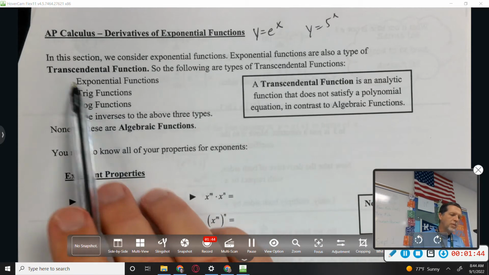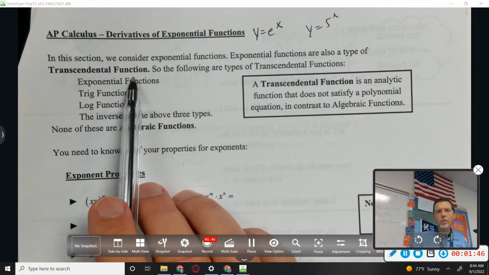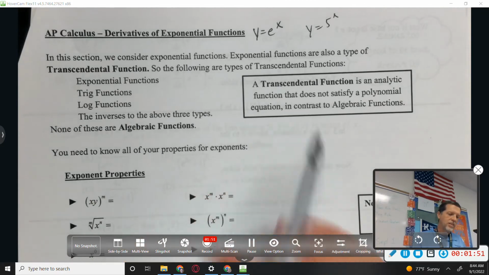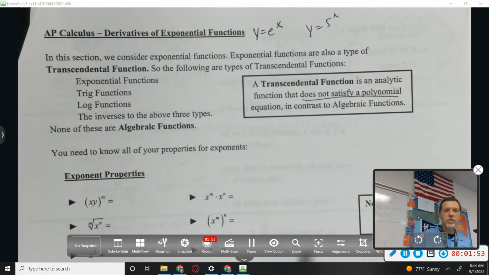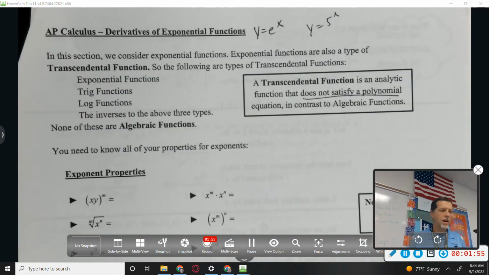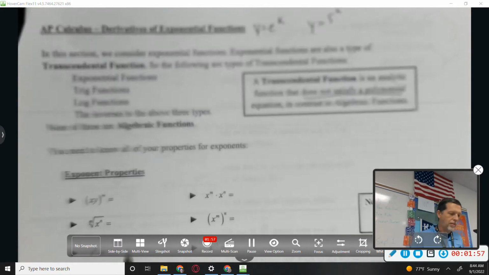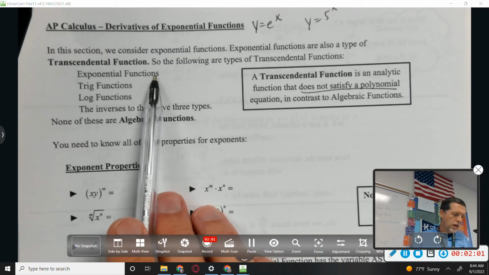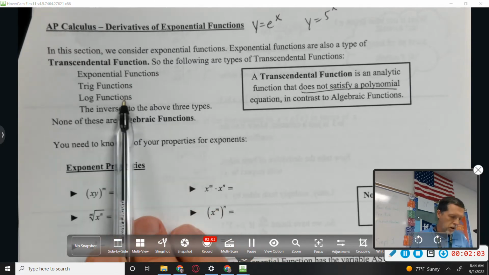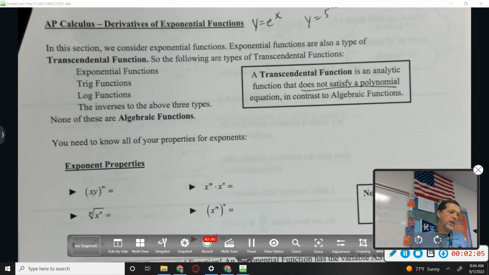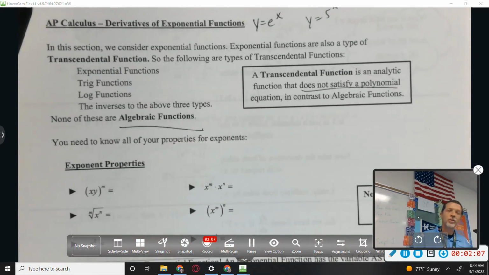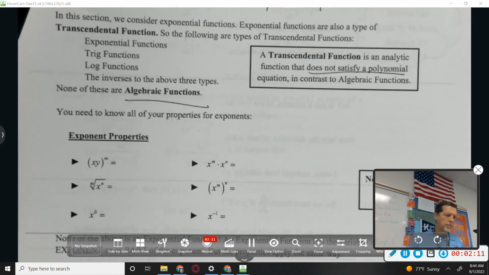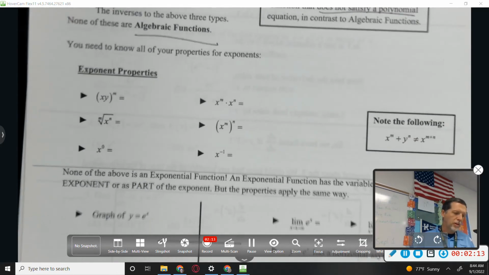Those are a type of transcendental function. That is not a word you really need to know. Basically, a transcendental function is not a polynomial. So any of the weirder, more complex things that we have, those are transcendental functions. So exponential is what we're going to talk about. We've already done trig. We'll do log tomorrow. We'll do inverses the day after that. Those are not algebraic functions. There's a little bit of craziness with them that takes a little special attention.